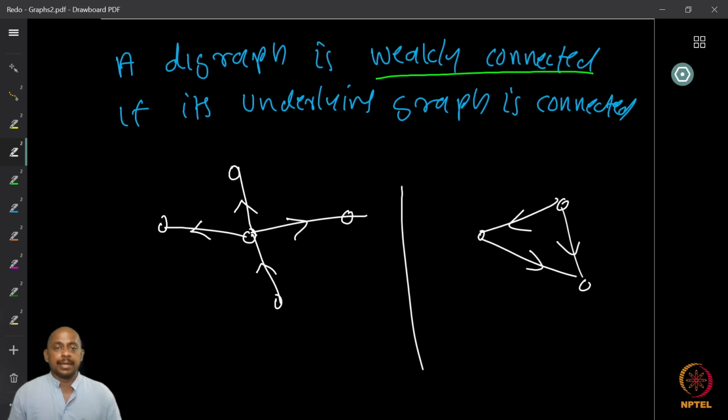Now a digraph is weakly connected if its underlying graph is connected. So if you just look at the underlying graph, and see that it is actually connected, right? Then we say the digraph is weakly connected. I mean, it's not strongly connected because I cannot go from anywhere to anywhere, but it is weakly connected in the sense that the underlying map allows us to go.